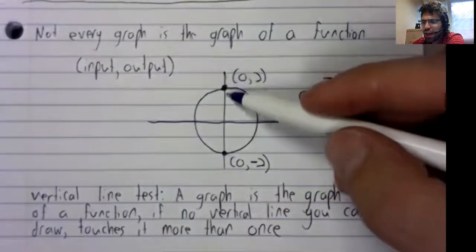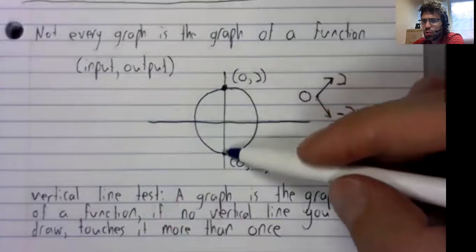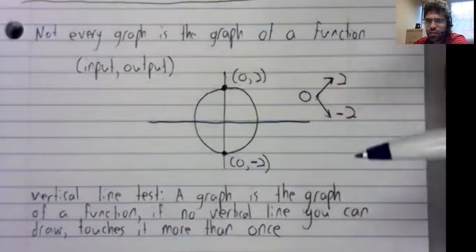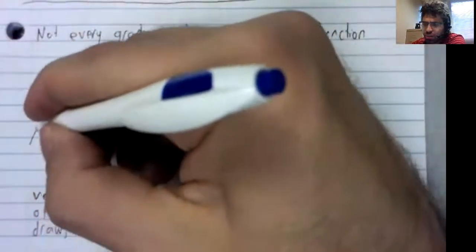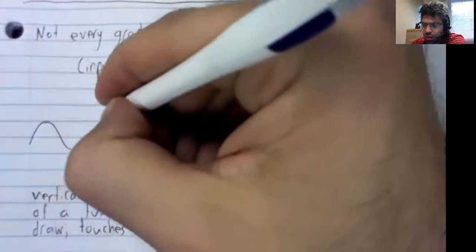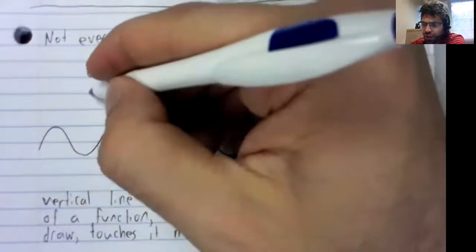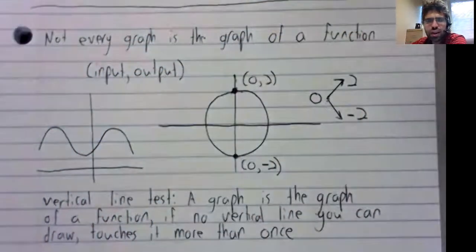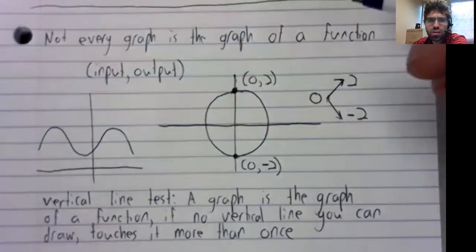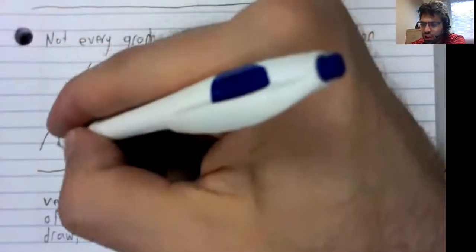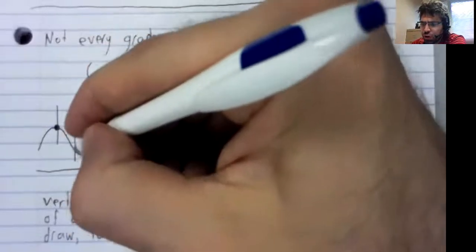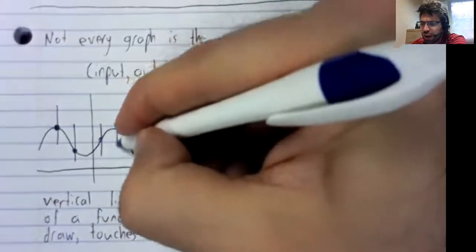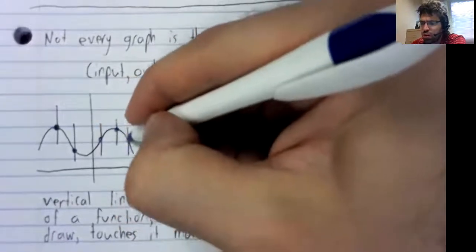So the y-axis is a vertical line that touched this graph twice. It's not a function. On the other hand, if we had a graph that looks like this, it is the graph of a function. Every vertical line you would draw can hit the graph only once.